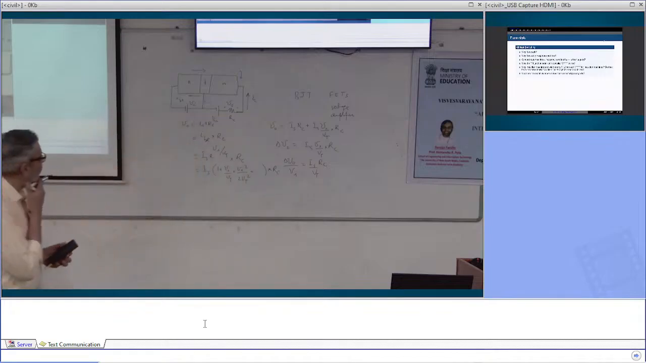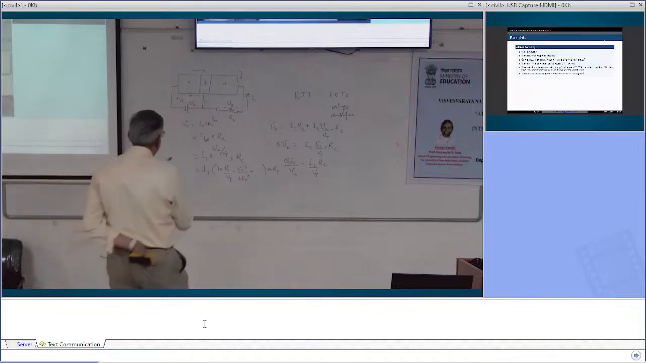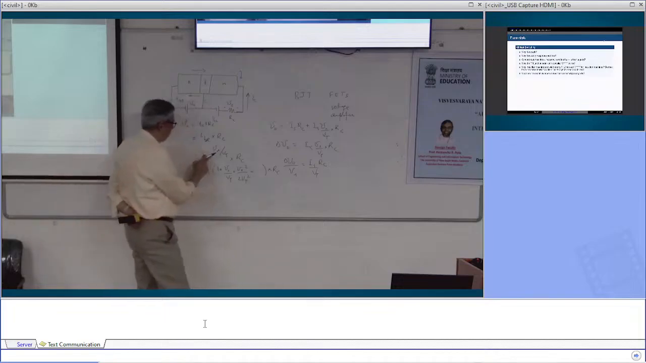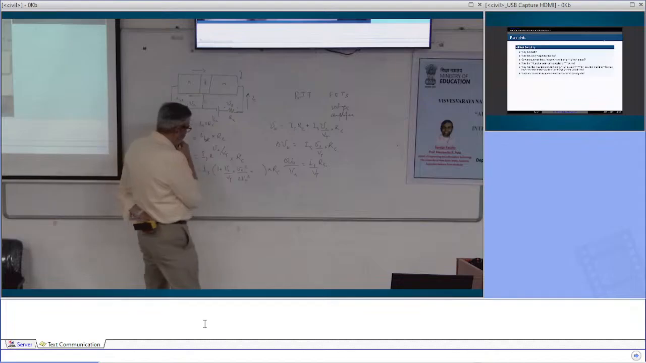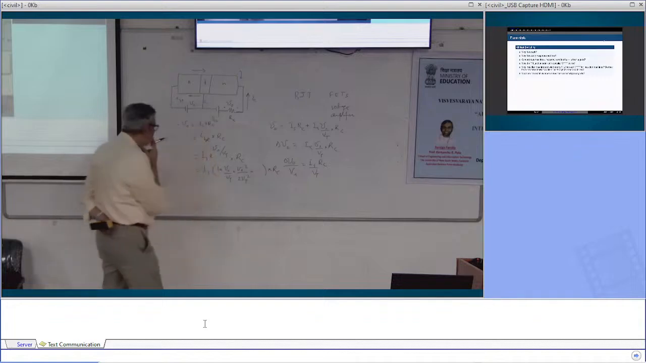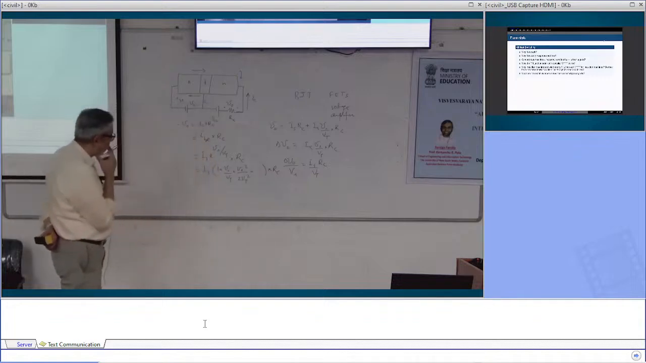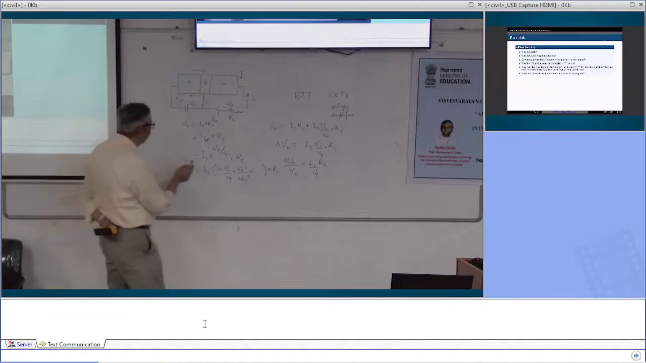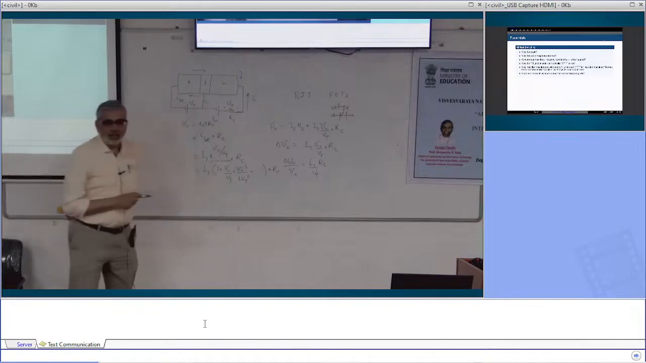Did I make any mistake? This is right. I don't think anything is wrong here. E to the power. Can somebody check? I'm sure that it is the diode equation. Someone check and tell me from Google.